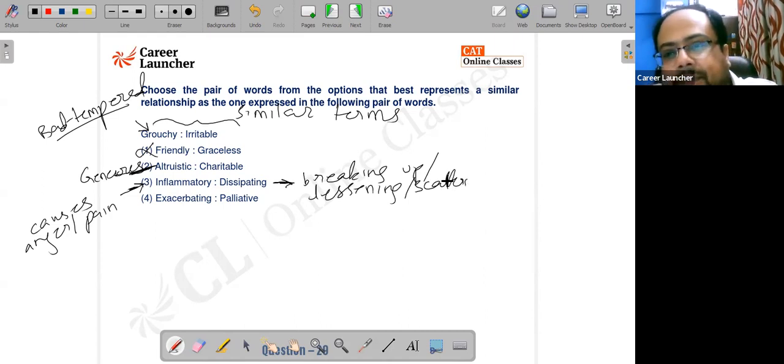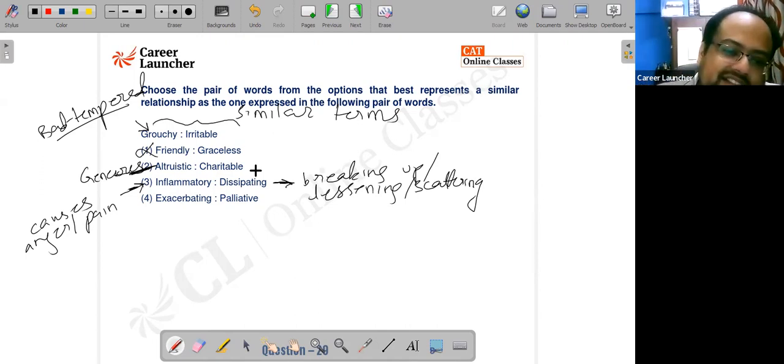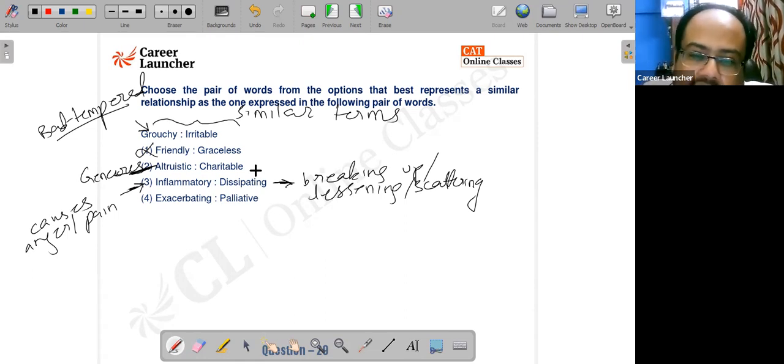Breaking up, lessening, or scattering. So in a particular context, these two words can be opposites. Inflammatory means to cause anger or pain, so inflammation increases anger or pain. Dissipating reduces something; it lessens something by breaking it up, by scattering something, the intensity reduces. So inflammatory and dissipating are opposites. We are looking for something that is similar, so option 3 is not the answer.